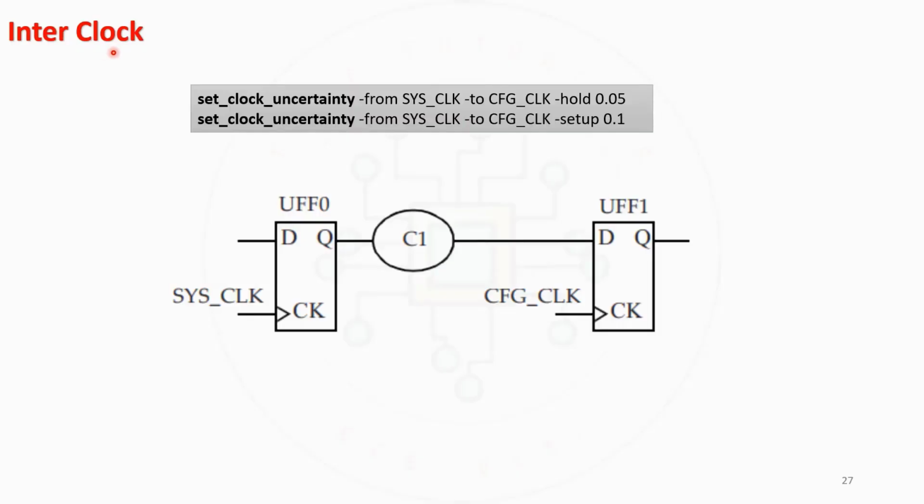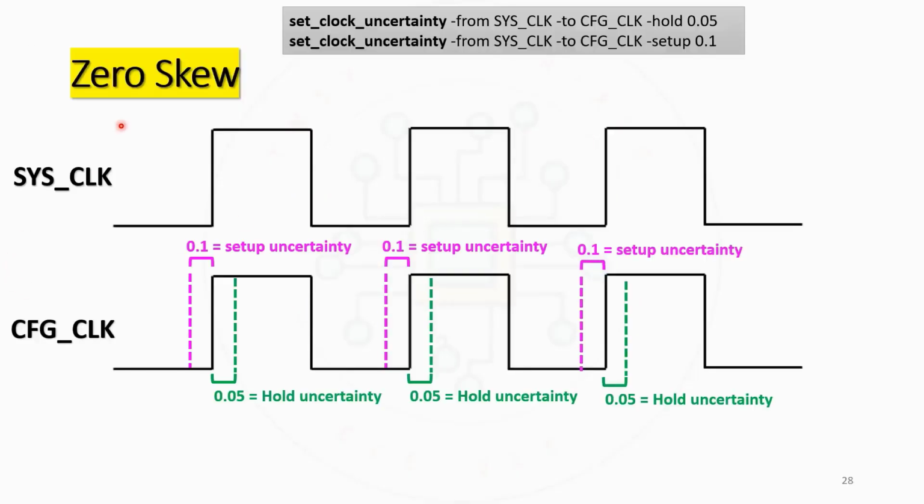One more example for inter-clock uncertainty. Two different clocks are there and we are applying two different clocks. The first one is this clock and this is the CFG clock, and this is the constraint: set_clock_uncertainty -from this clock -to the CFG clock. Here the hold value is 0.05 whereas setup is 0.1. Now let us see the waveform in terms of zero skew, positive skew, and negative skew. Zero skew means there won't be any skew difference between the first clock waveform and the second one. These are the uncertainty values: setup is 0.1 and hold is 0.05. I have indicated it. Please check this waveform.